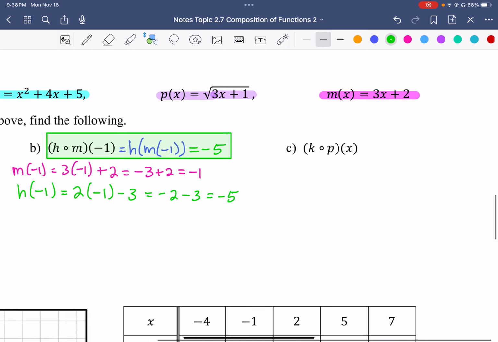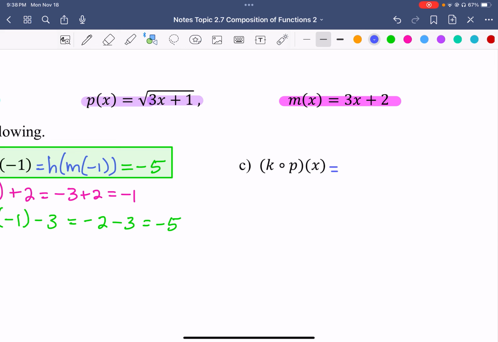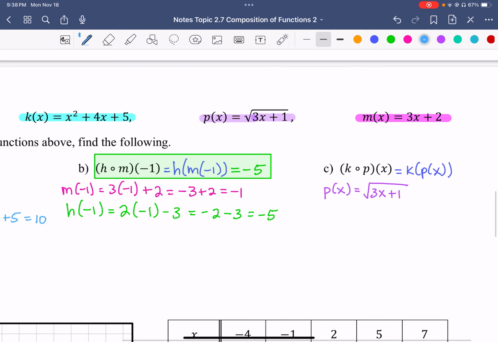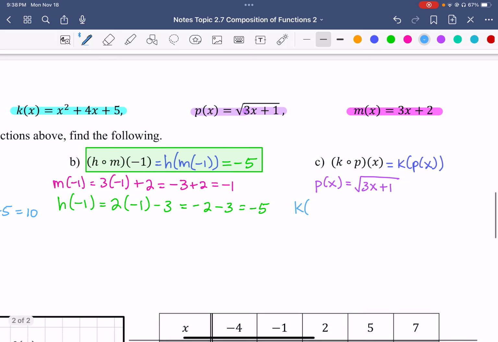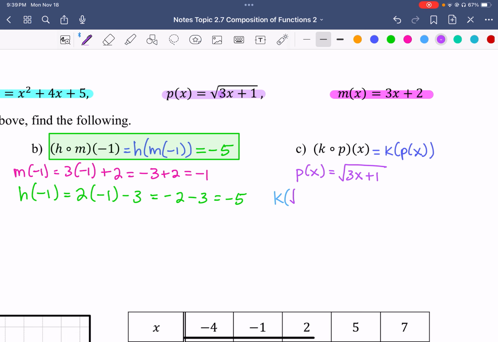All right, last one, we have c, k of p of x. Again, if you want to rewrite this, you can do it in this notation. They are equivalent to each other. It's just a matter of preference. And so for p of x, we're not evaluating a number. This time we're going to be inserting the value of p. So p of x is the square root of 3x plus 1. And they want me to insert that into the function for k. So we're going to have k of the square root of 3x plus 1.